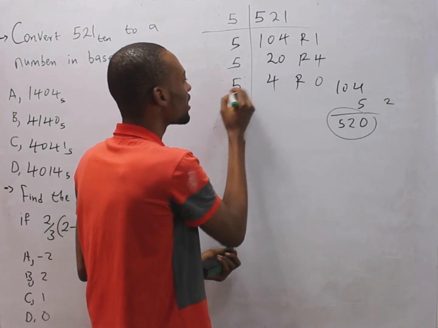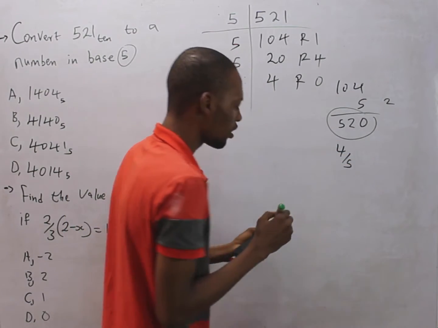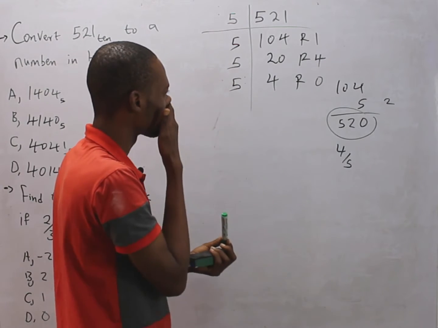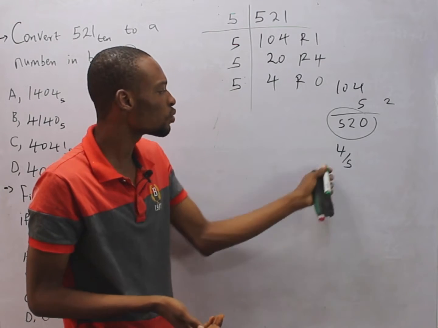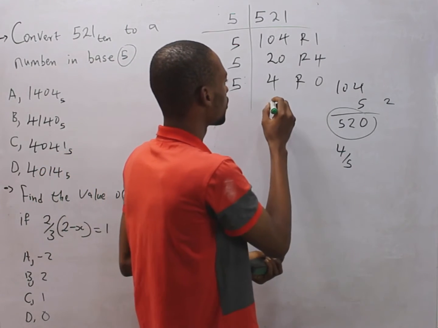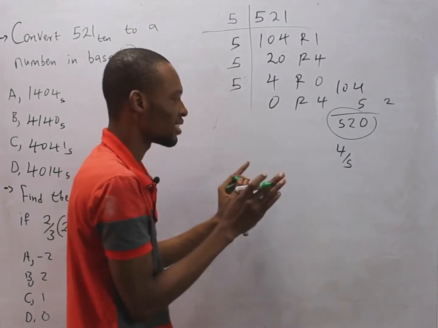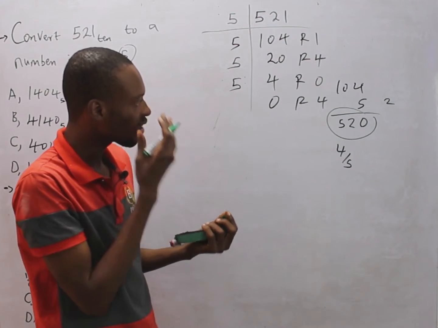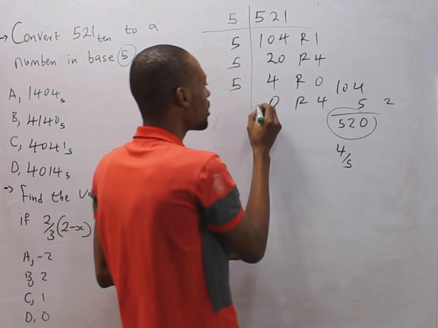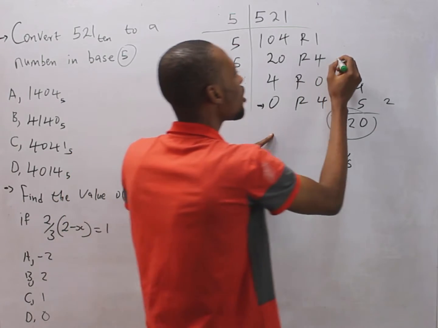Now, 5 again. 4 divided by 5, 4 over 5. It won't work because 4 is smaller than 5. So it will be 0, remainder 4. Since it can't divide, we simply put down 0 and remain with the 4. After division, immediately you get to 0 here, stop. Then come here and draw an arrow up.